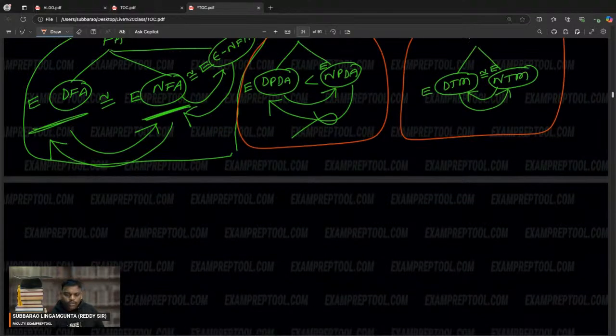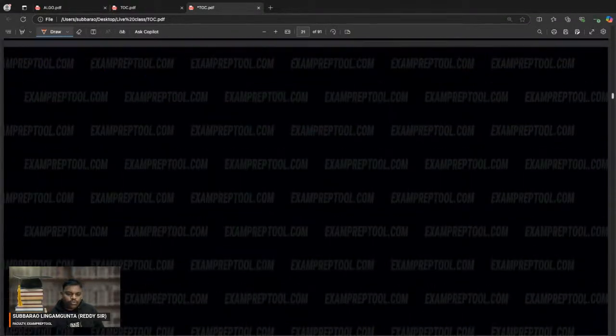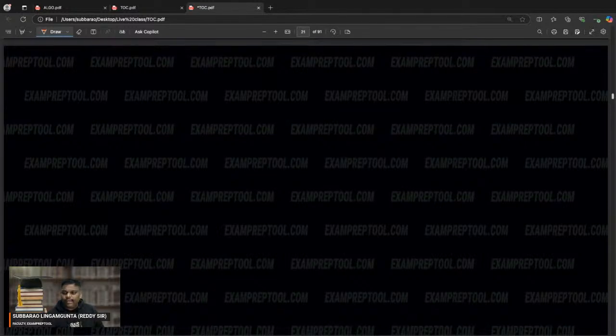So tomorrow onwards, actual automata will start. I think the introduction is done. Tomorrow onwards, actual TOC will start. Tomorrow, the first class of TOC basics will start.